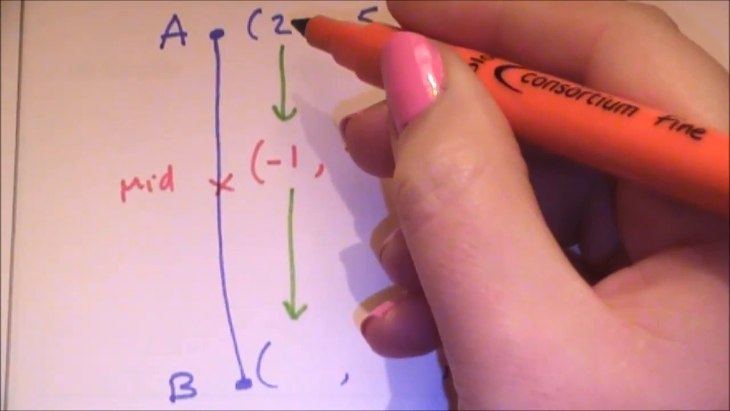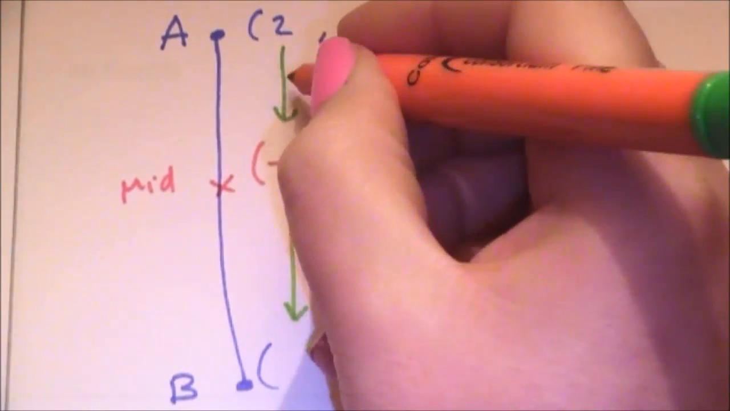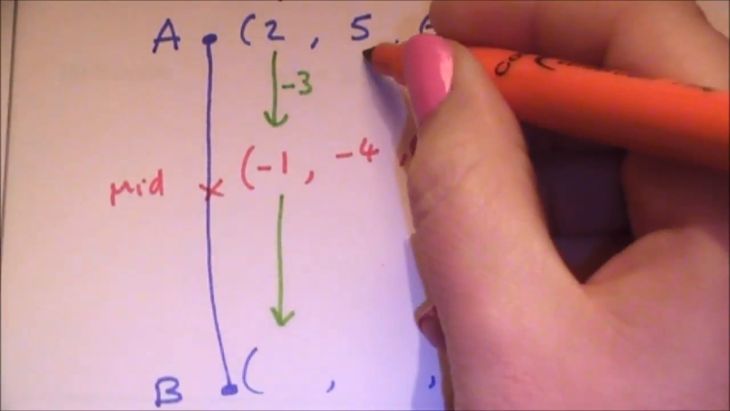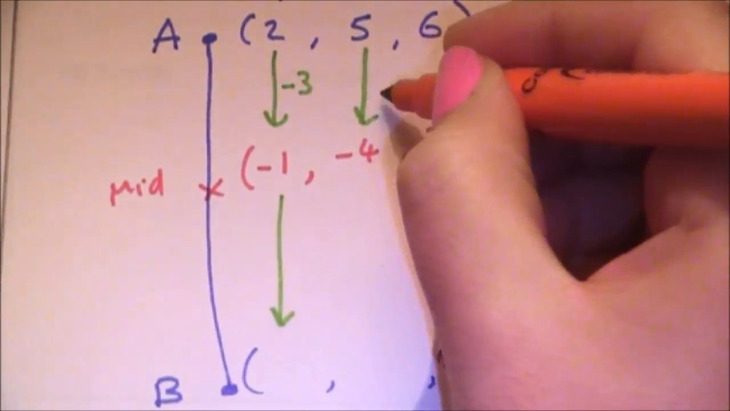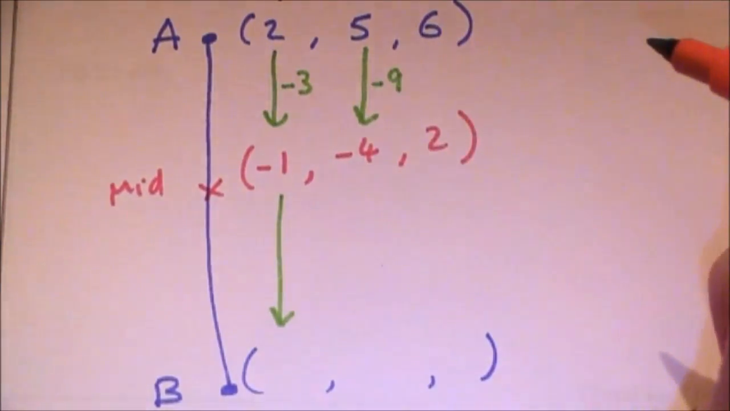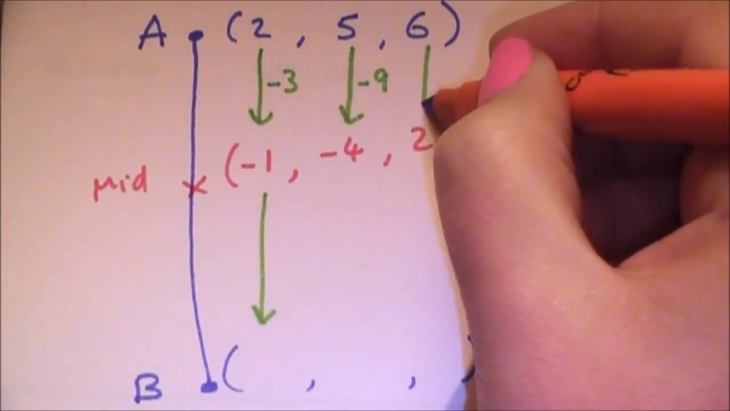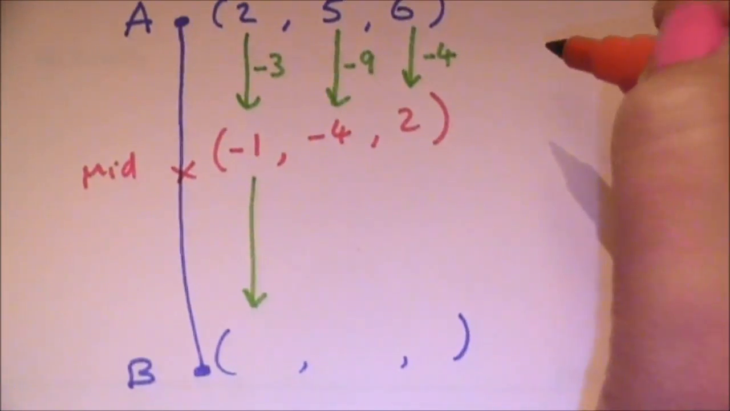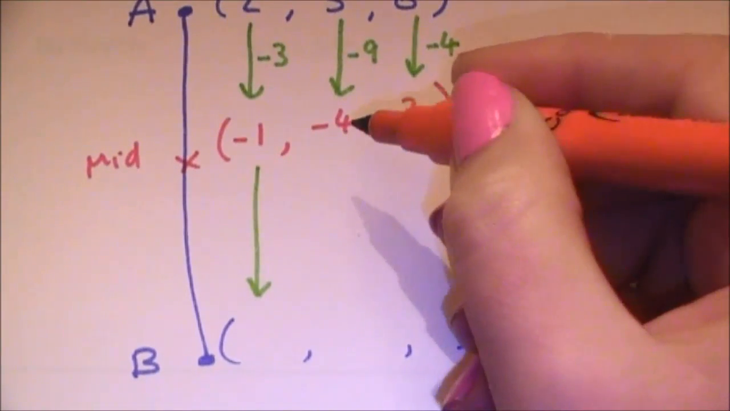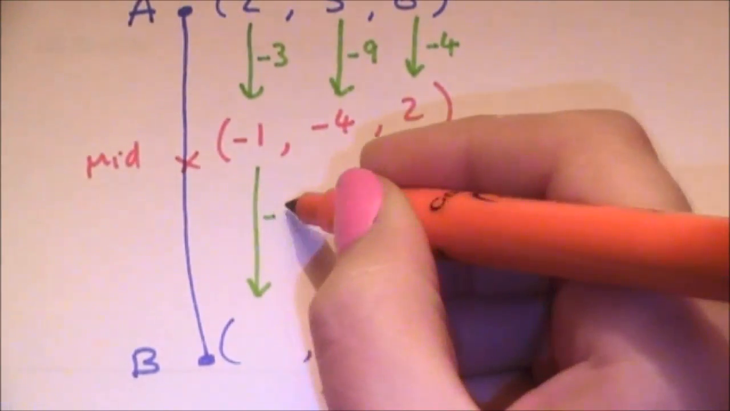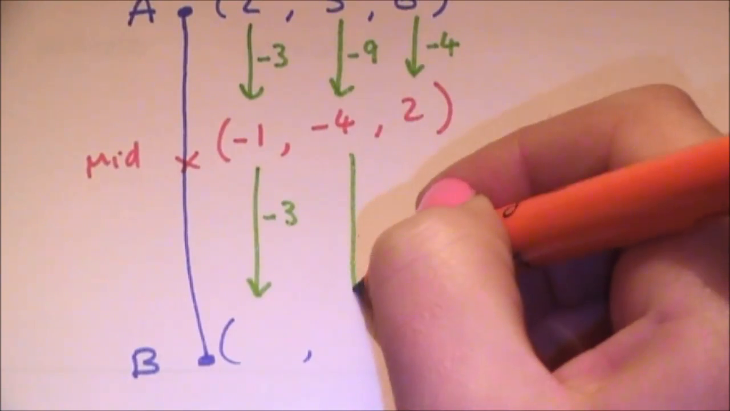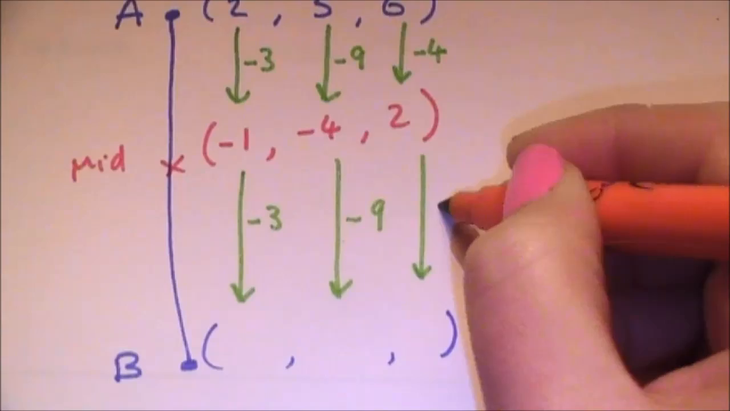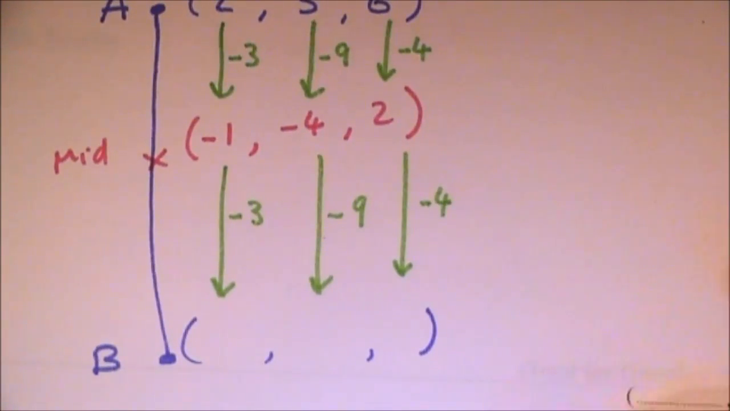So how would I go from 2 to -1? Well, I would subtract 3. How would I go from 5 to -4? I would subtract 9. And how would I go from 6 to 2? I would subtract 4. So that was the first leg of my journey to the midway. Now I need to go all the way, so I'm going to subtract my 3 again. I'm going to subtract my 9, and I'm going to subtract my 4.